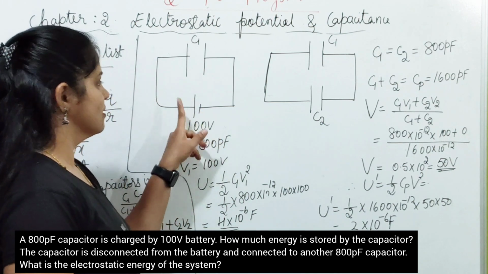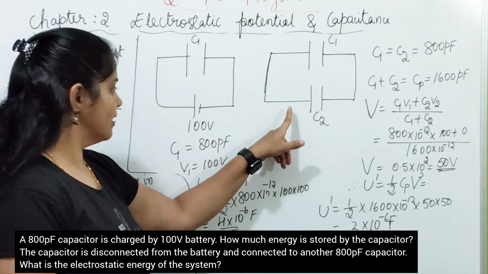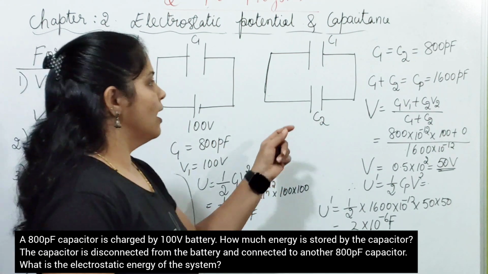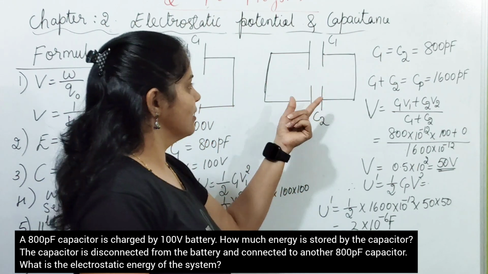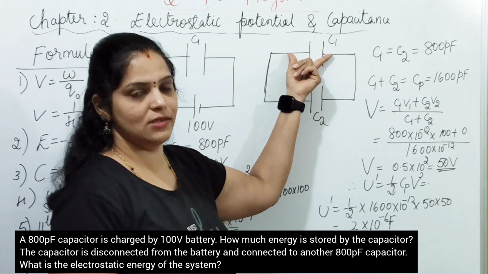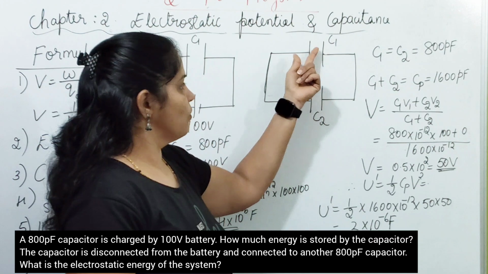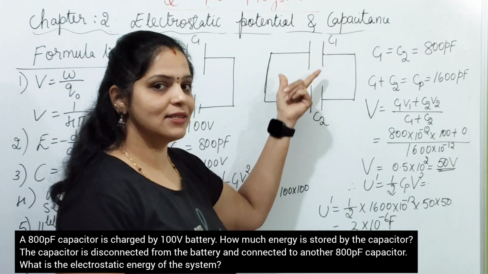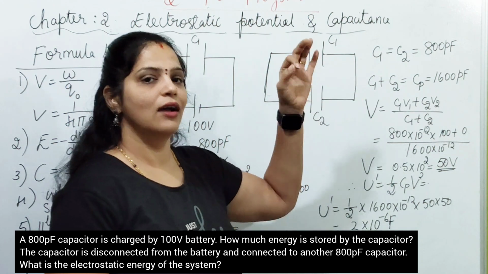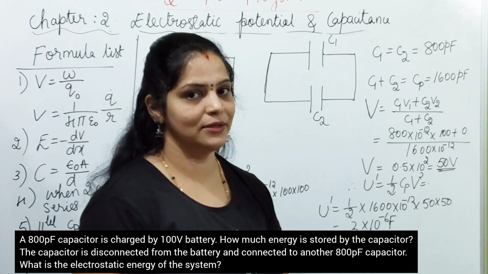Now you replace this. Disconnect this battery. Replace this battery by another 800 picofarad capacitor which is uncharged. Okay. And what happens when you connect like this? This is already stored. Okay, I mean the charges are stored in this first capacitor. Now it acts like a battery. Okay, so once you connect this charged capacitor to the uncharged capacitor, then immediately charges flow from higher potential to lower potential. Charges always flow from higher to lower, right?